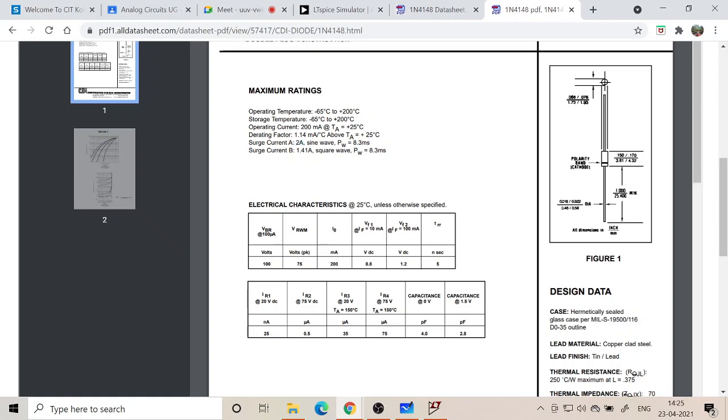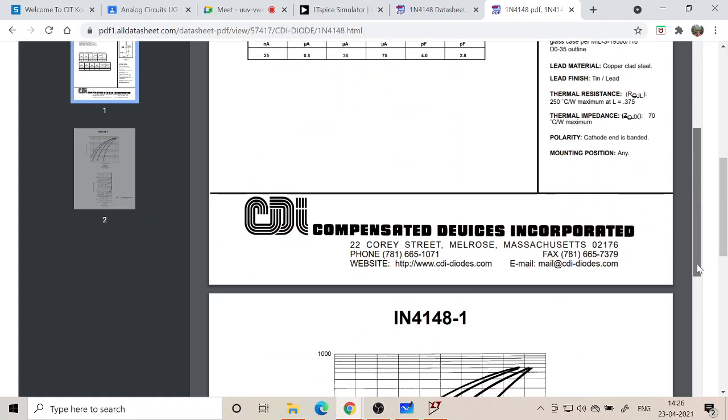The surge current maximum allowed is 2 ampere, with the power dissipation 8.3, with the sine wave. For square wave the surge current is 1.41. So all this you can find out.